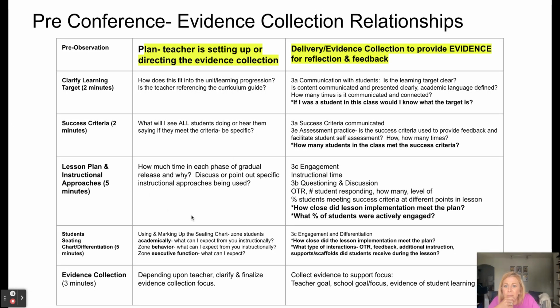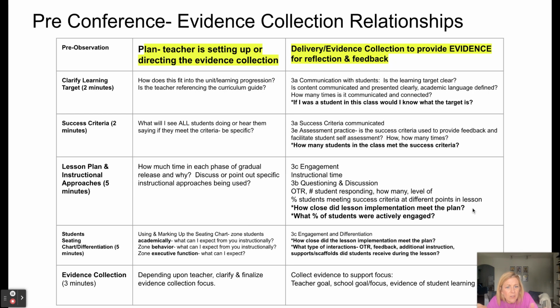Here's another example. With the lesson plan, the teacher is going through it and I'm taking notes on that lesson plan, really thinking about, okay, this is what I'm going to expect in that classroom. And then I'm time stamping as I go through. So then at the end of the observation, the teacher can assess how closely the lesson implementation met the plan that was laid out.